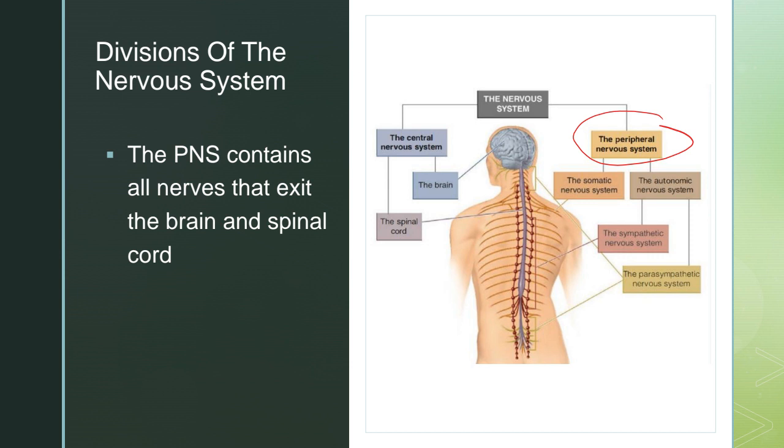vomiting responses. So you might think of this system as kind of the automatic or cruise control nervous system because it manages many of these vital functions without conscious effort and without conscious awareness.